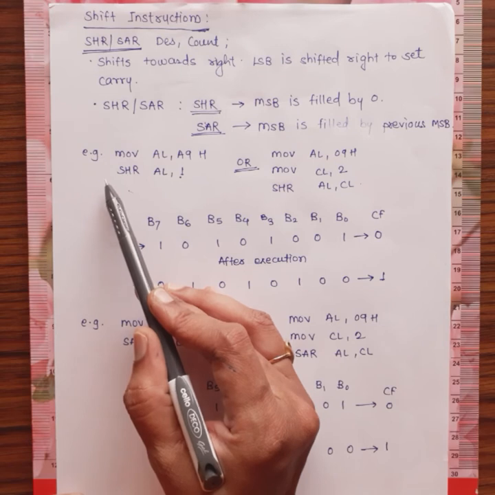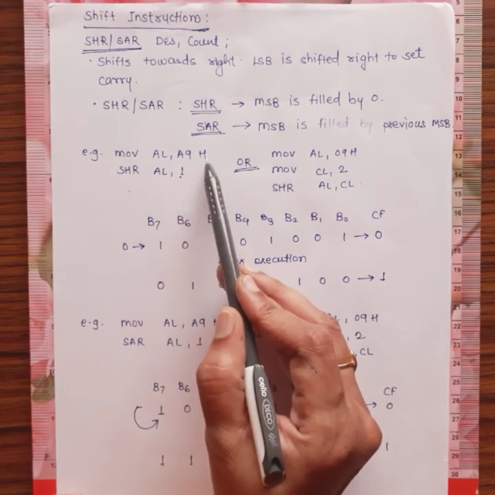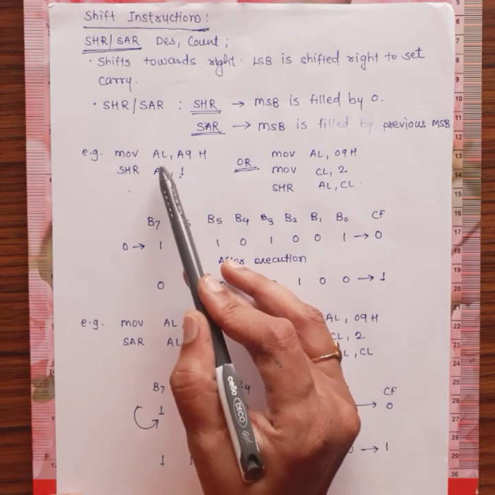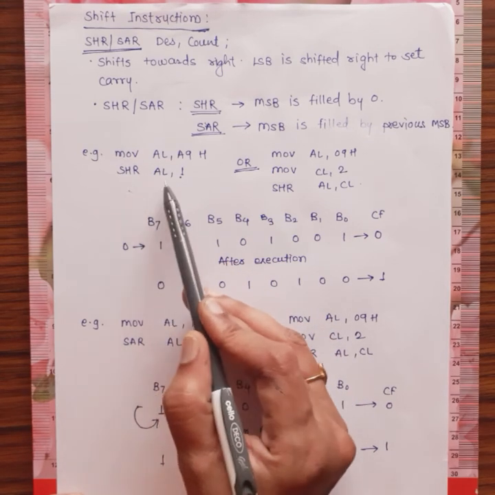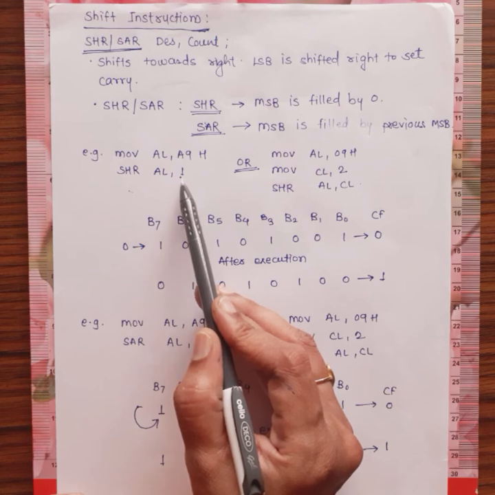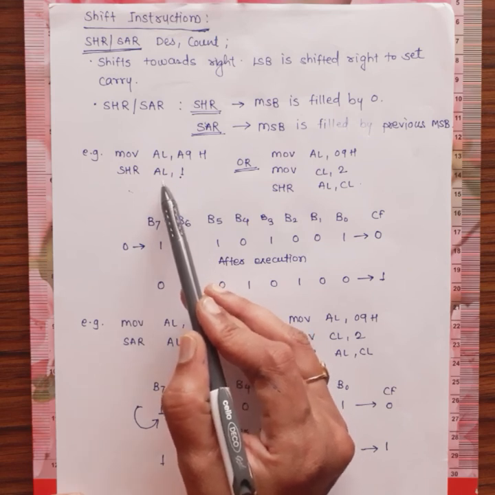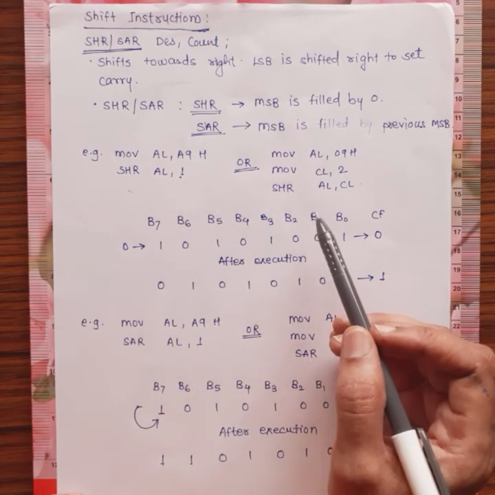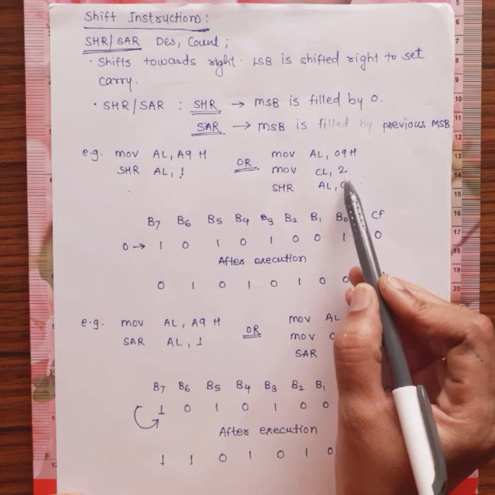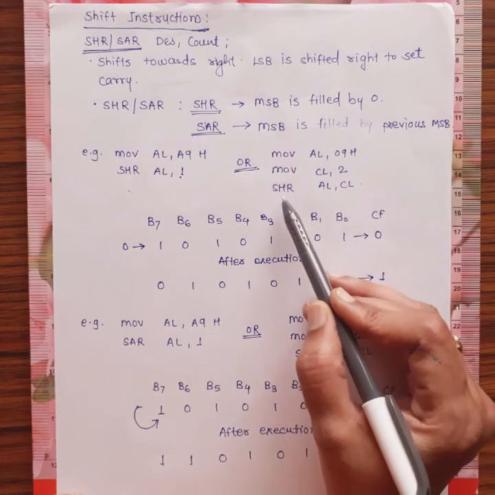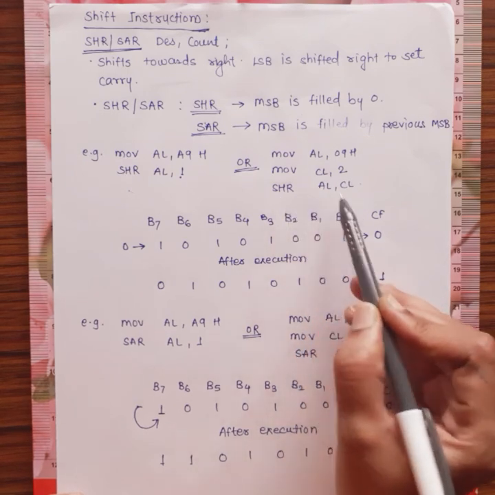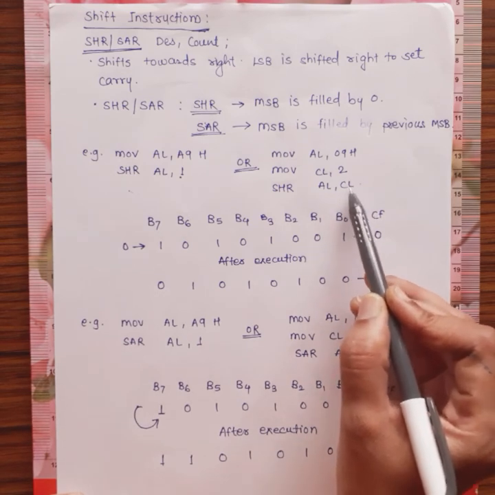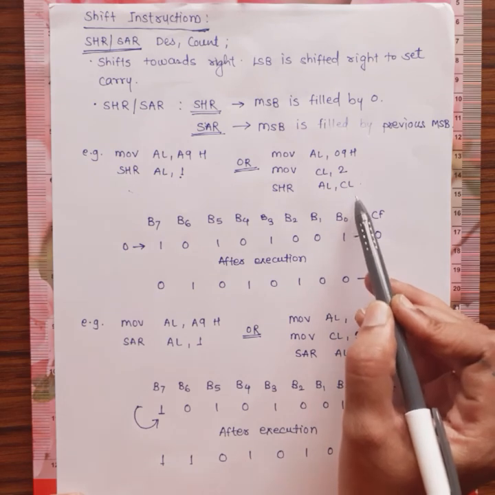Then coming to the example, MOV AL, A9H: with this, the A9 operand is moved into the AL register. SHR AL, 1: with this, the contents of the AL register are going to be shifted towards right once. If this shifting is expected multiple times, then the count can be moved to the CL register and we can apply the SHR command like SHR AL, CL. With every shifting, the contents of the CL register are going to be decremented till it reaches 0.